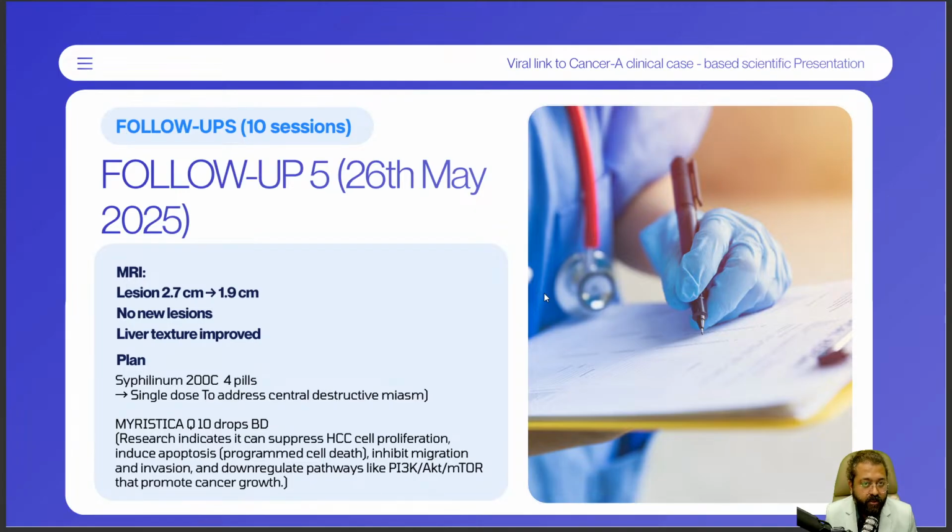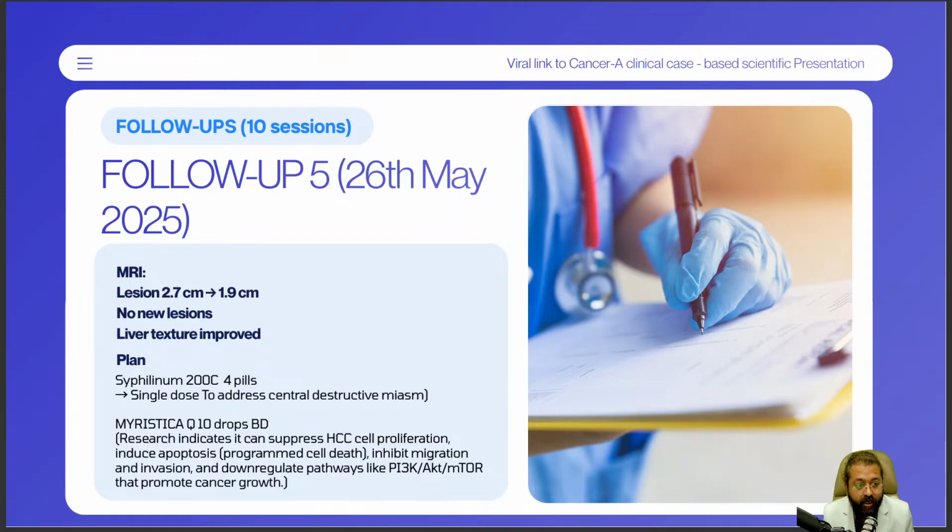Why? If you just check, you'll get the research paper which indicates it suppresses HCC cell proliferation, induces apoptosis, inhibits migration and invasion, and downregulates pathways like PI3K, AKT and mTOR that promote cancer growth. Means it is not only helping to suppress, but it is also helping to downregulate the pathway which is actually causing that HCC. So this is how it is important. Our masters already gave these medicines 200 years before. Now modern people are trying to analyze what is there in it.